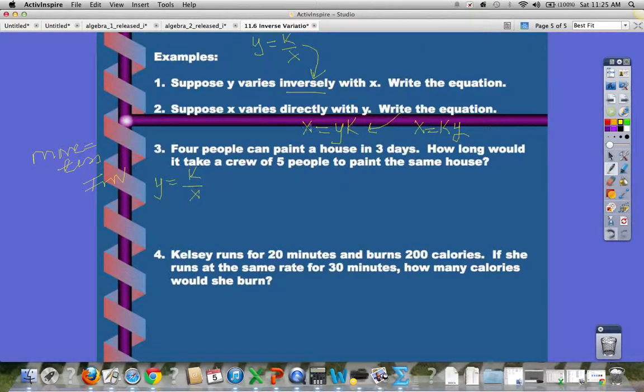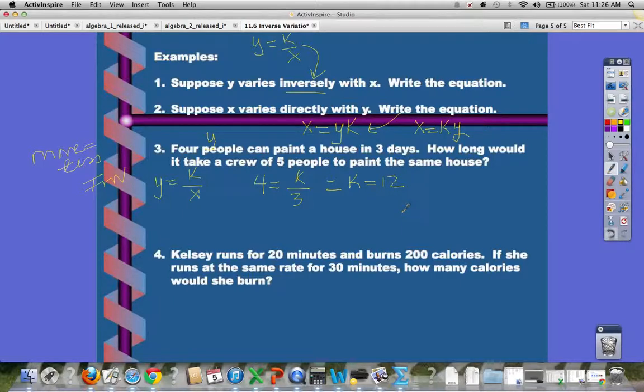All right, so we have to find k first. So we're going to plug in what we've got. 4 people, that's going to be your y, can paint a house in 3 days. All right, so we don't know what the k is, so we're going to say 4 people, we don't know what k is, in 3 days. All right, when you solve for k, you multiply these two, and that's going to be k is equal to 12.